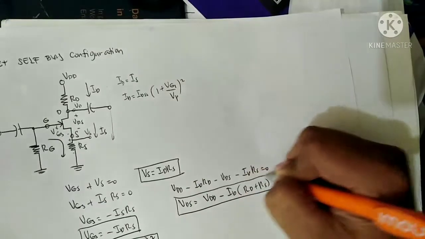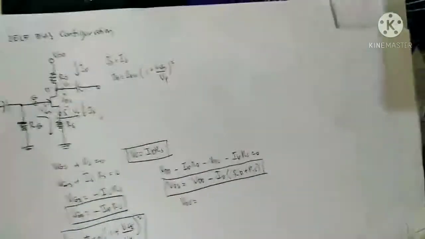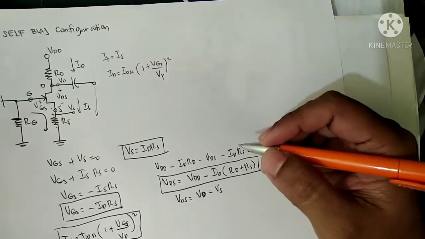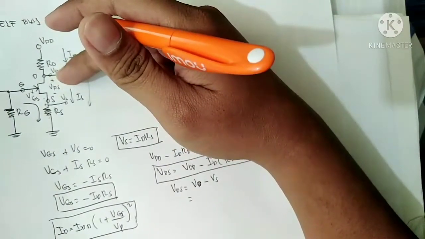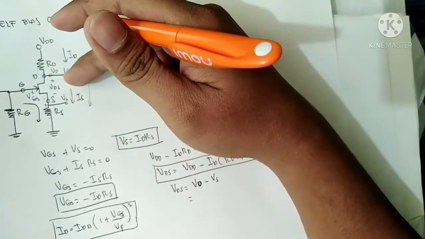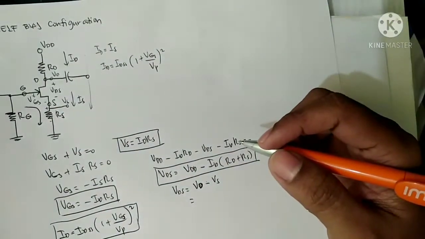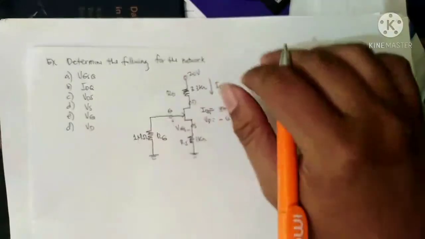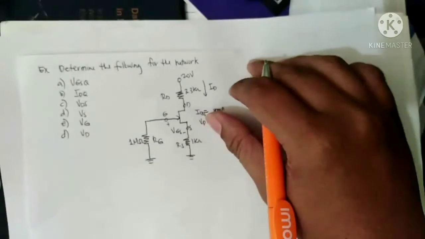So this is the formula, or VDS can also be equal to VD minus VS, where VD, as you can see, is just equal to VDS plus VS. So you can also use this formula, VD minus VS, where VD is just equal to VDD minus ID RD. So you can also use this formula.